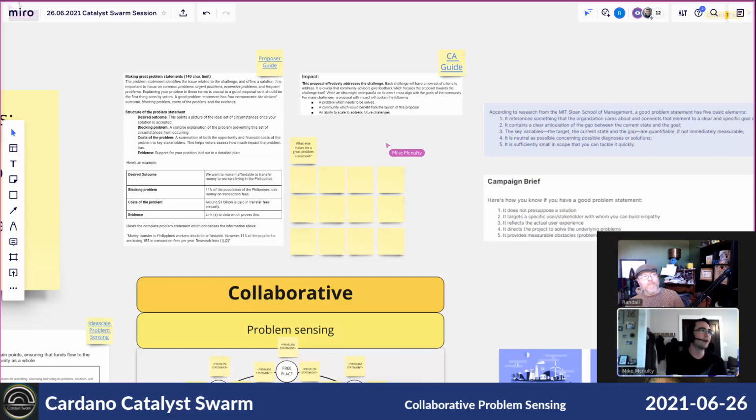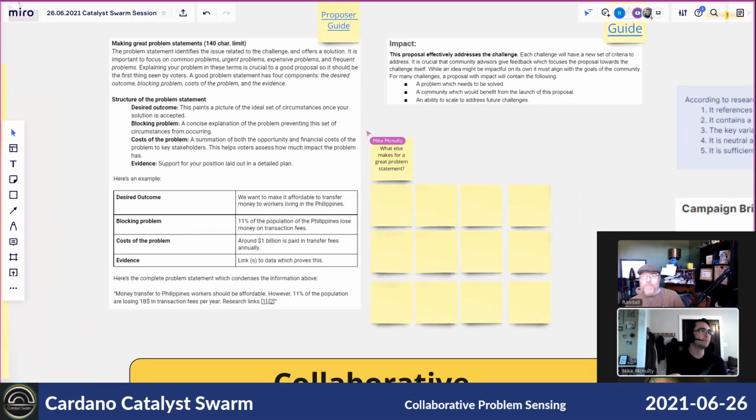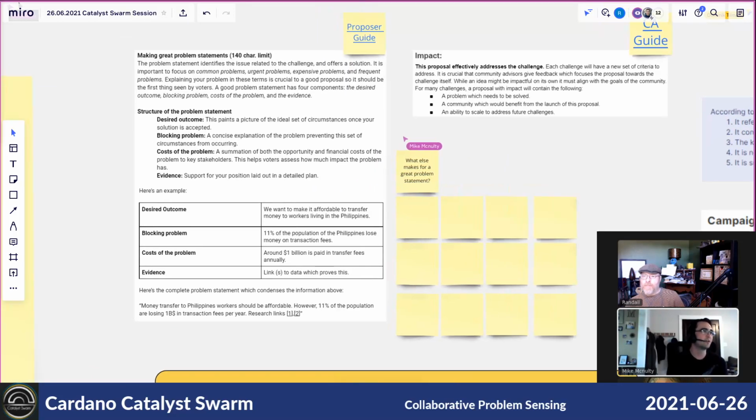So drawing on the proposer guide, some of the things that were called out there by, I believe, Dora and team, who put this initial documentation together. Structure of the problem statement might include the desired outcome. What's the world that you want to see? And then related to that, what's the blocking problem? So what's stopping us from realizing or seeing that desired outcome? And then the cost of the problem. What's actually at stake? How big is that problem?